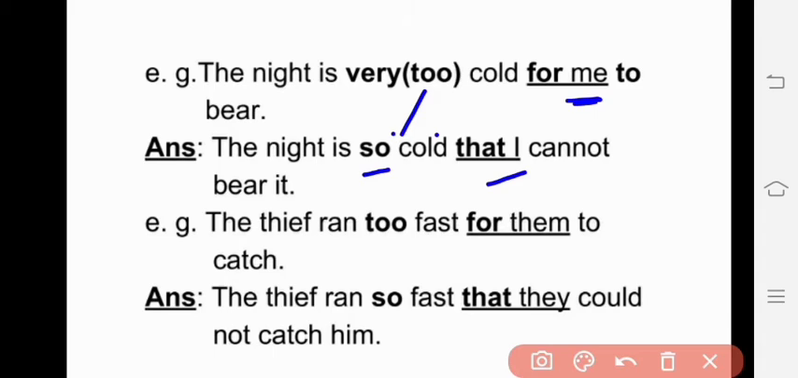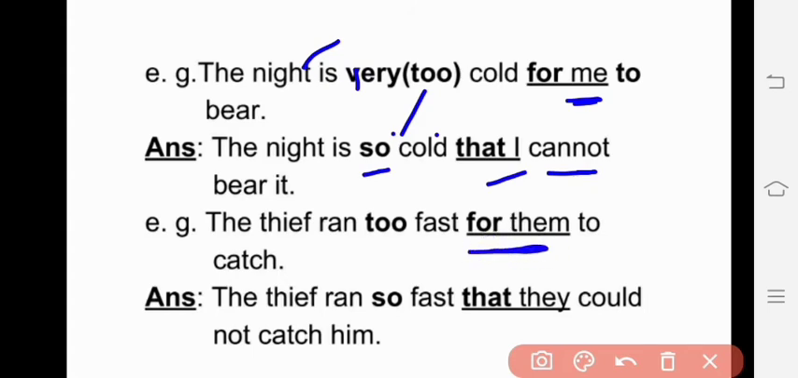So here, for me converts into I. Don't apply for in so-that sentences. The night is so cold that I cannot bear it, meaning tolerate it. So here cannot is as per the present tense. So: the night is so cold that I cannot bear it, or tolerate it.